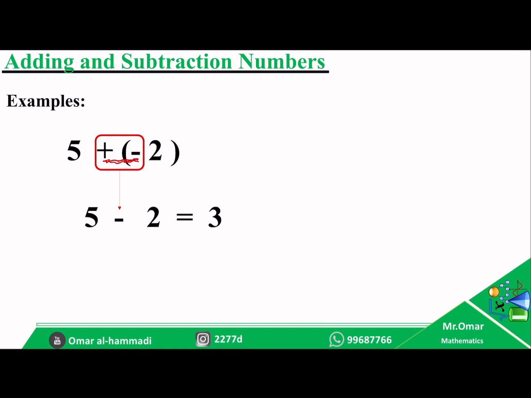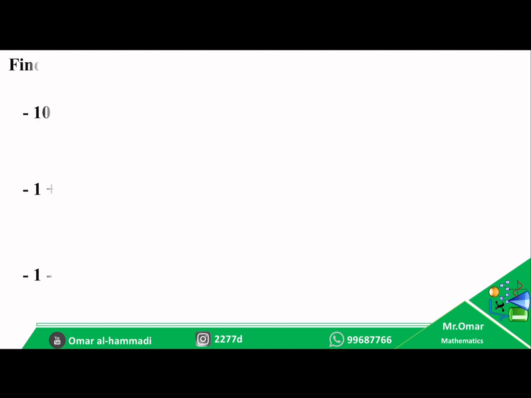For example, here we have 5 plus minus 2. What will this convert to? When we have plus and minus together, we change it to minus. It will be 5 minus 2, which gives us 3. But if we have 5 subtract minus 2, minus and minus will give us what? This will give us a positive. So it will be 5 plus 2, which is 7.